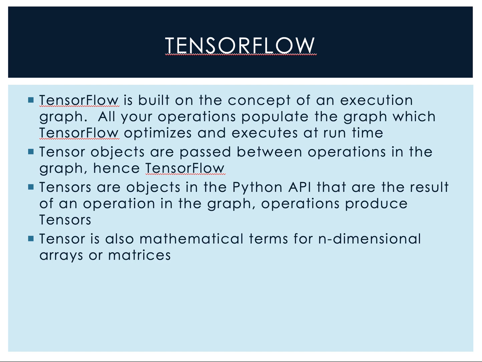Tensor objects are passed between operations in the graph, hence TensorFlow. And so basically, a tensor is just a matrix. It's just a matrix or a vector. So it's an abstraction, and so they just call it TensorFlow because it moves tensors or matrices from one step of that graph to another.